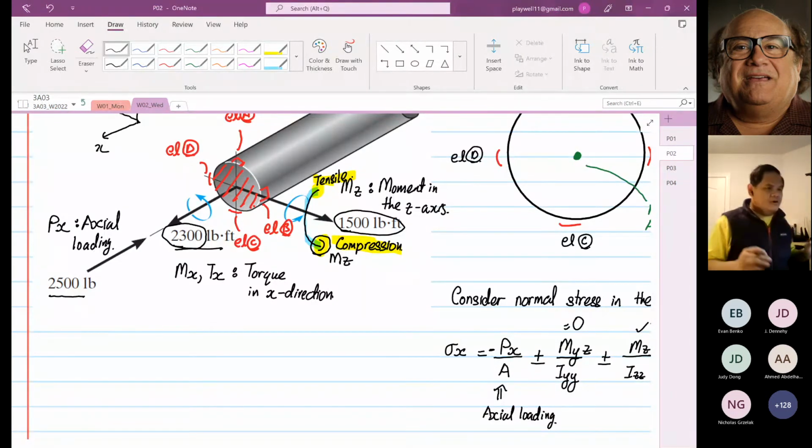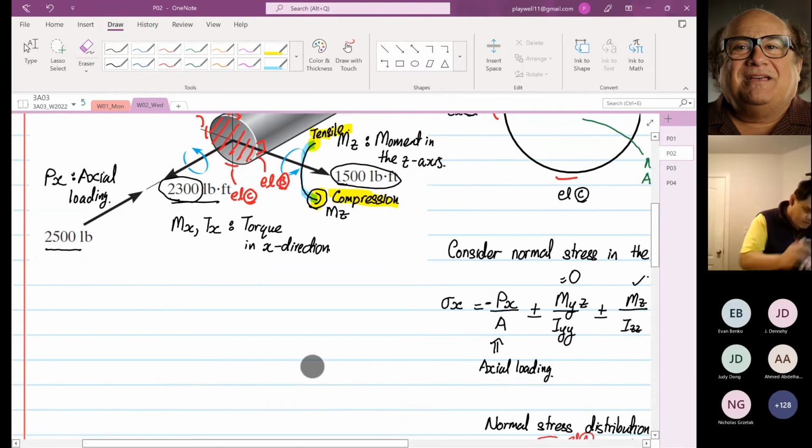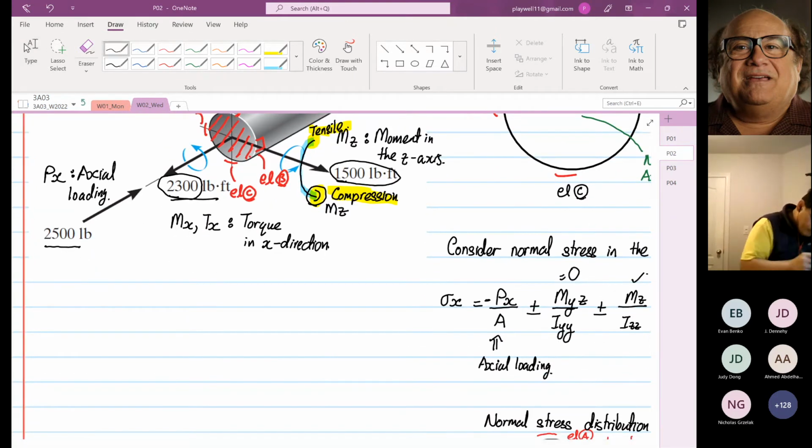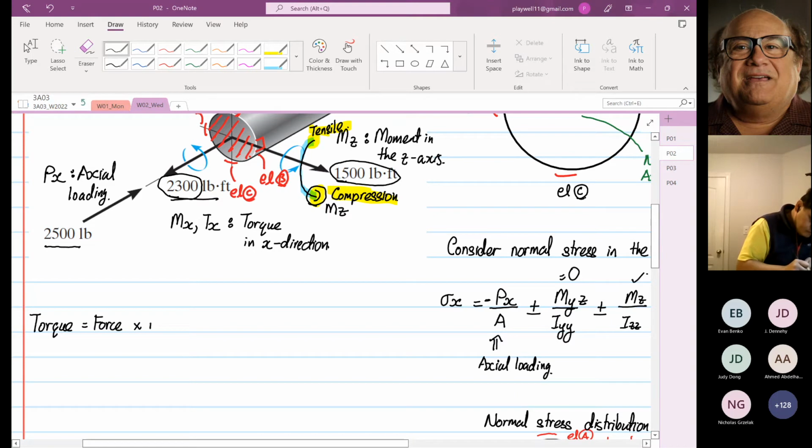Yes, May, you're absolutely right, it depends on the centroid. Sorry, it doesn't depend on the centroid, it depends on the position of the neutral axis. Let me elaborate. If we look at the formula, torque is equal to force times radius.